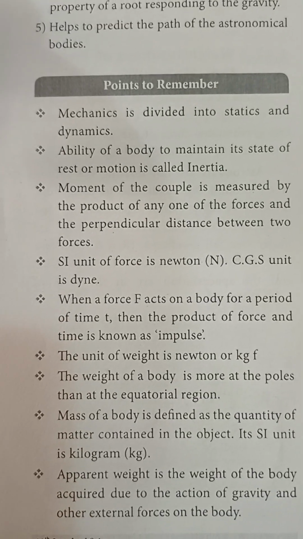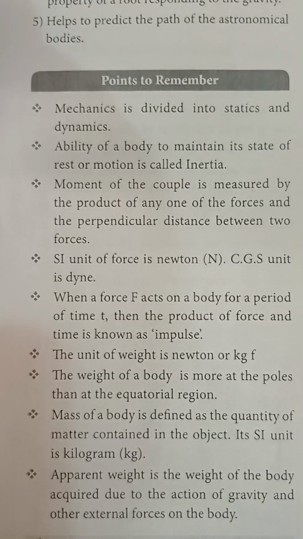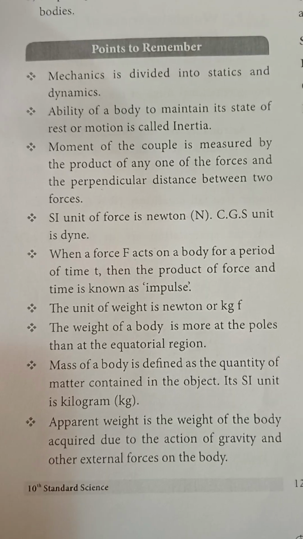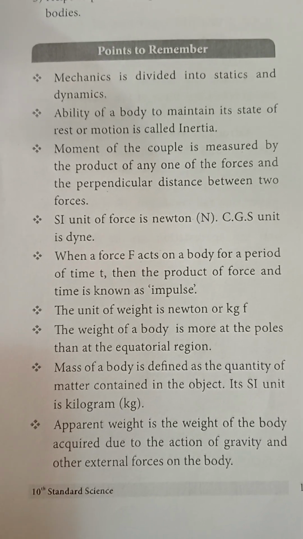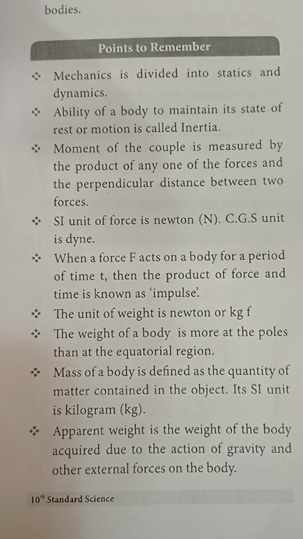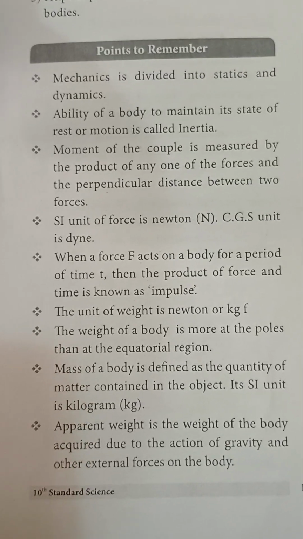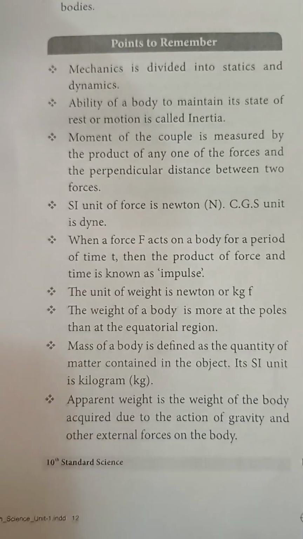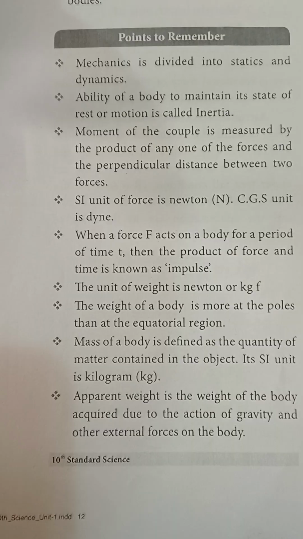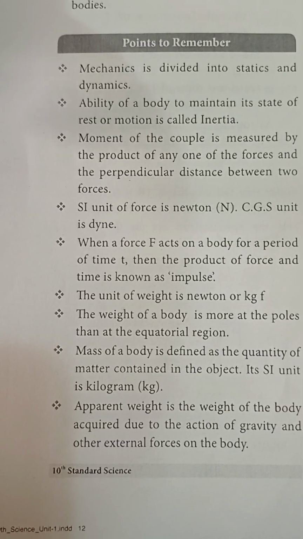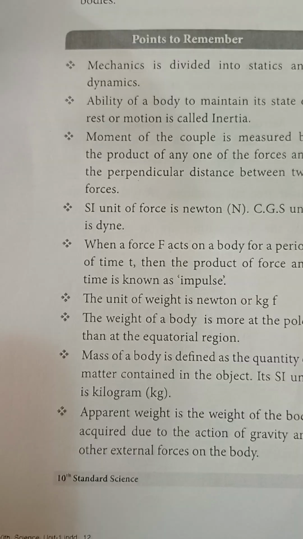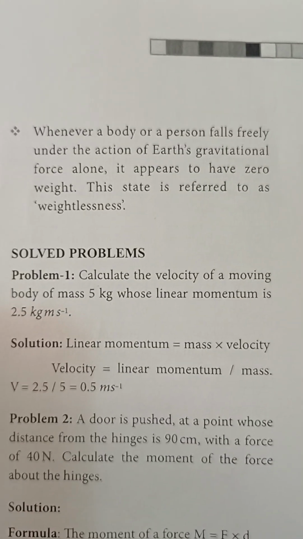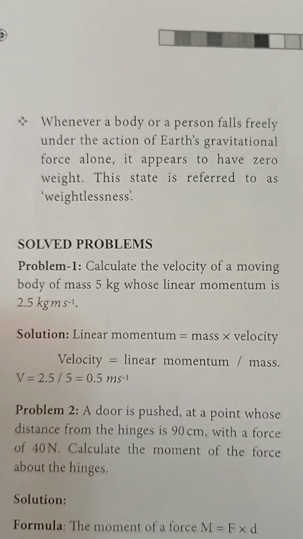When a force acts on a body for a short period of time, we call that impulse. The weight of a body is more at the poles than at the equator. The reason behind it is the acceleration due to gravity, which is more at the poles than at the equatorial region. Apparent weight is the weight of the body acquired due to the action of gravity and other external forces on the body. When a body or a person moves freely under the action of the earth's gravitational force alone, it appears to have zero weight. This state is nothing but weightlessness.